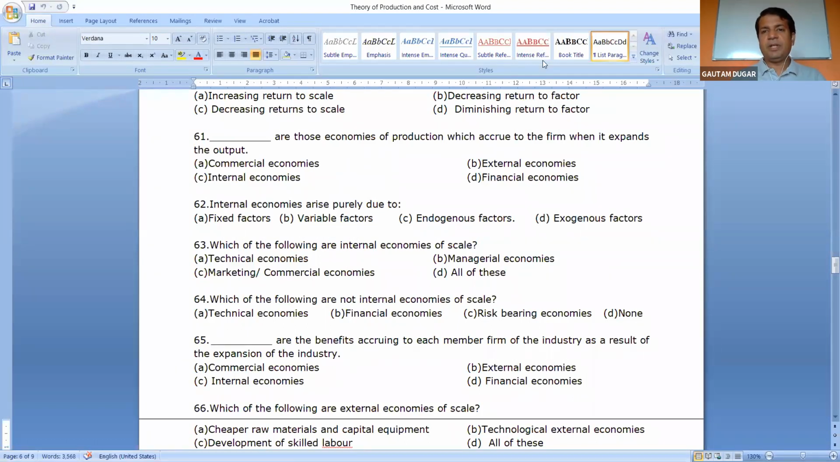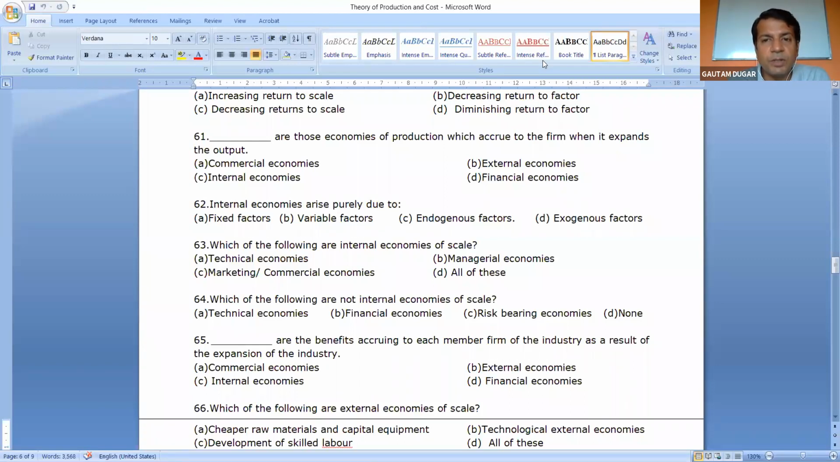Dash are those economies of production which accrue to the firm when it expands the output. Now listen, here you have two things. One is internal economy, other one is external economy. So dash are those economies of production which accrue to the firm when it expands the output. So obviously that benefit will be received only by that firm who has increased the output. So the answer is internal economy.